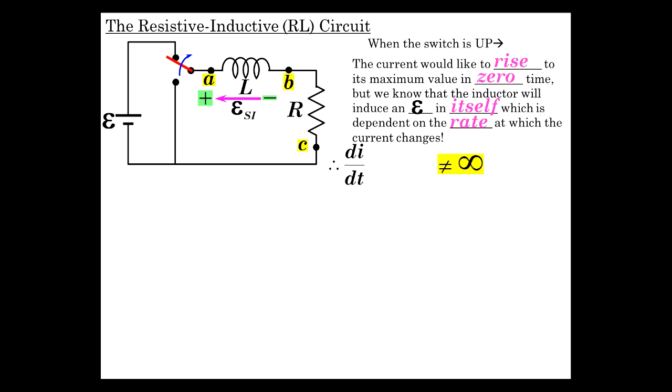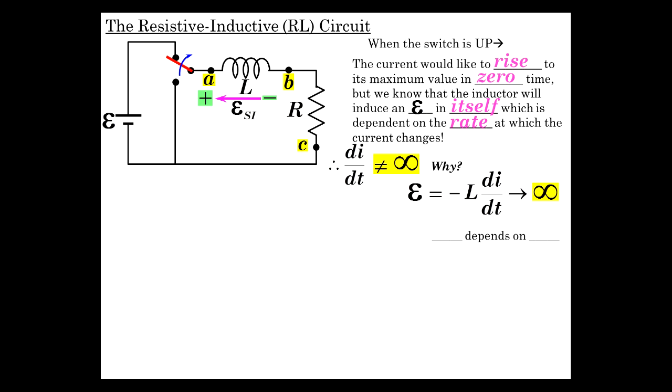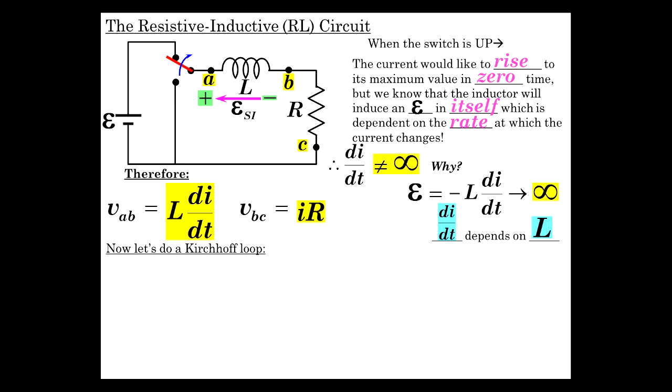So di/dt is not equal to infinity. It can't be, considering what we just said, because that would result in an infinite EMF induced. EMF is minus L di/dt. Di/dt can't be of arbitrarily large size, because this times L is just the EMF, and that would make it go to infinity if di/dt went toward infinity. The di/dt is really dependent on the L, namely the product of these two is the EMF induced, and that's limited by the source, isn't it? So V_AB is equal to L di/dt. V_BC, B with respect to C, just the resistive circuit, just IR.